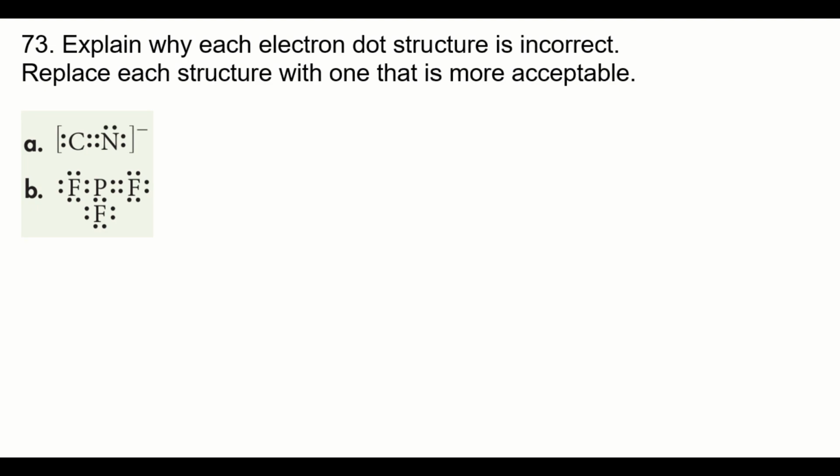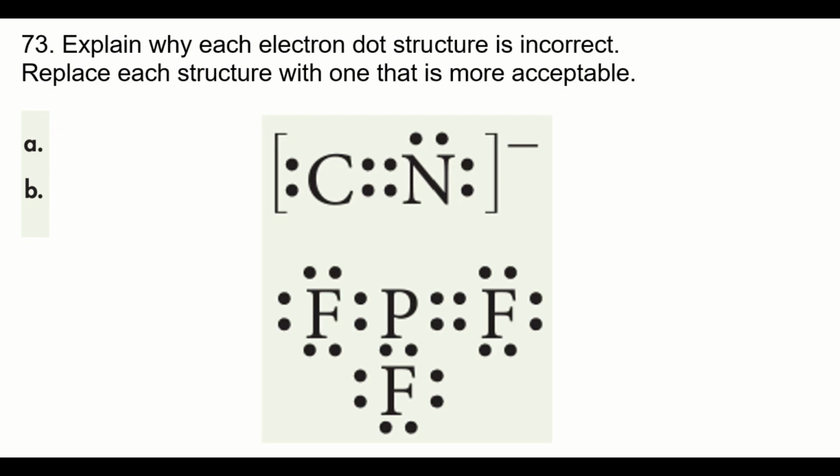Welcome back. Let's explain why these dot structures are incorrect. Alright, so I enlarged the image, and if you look at the carbon on the left, it has 1, 2, 3 pairs of electrons, so it has 6 valence electrons. It needs 2 more. We can take a lone pair from the nitrogen and make another bonding pair out of that, give it a triple bond. So that's going to look like this.